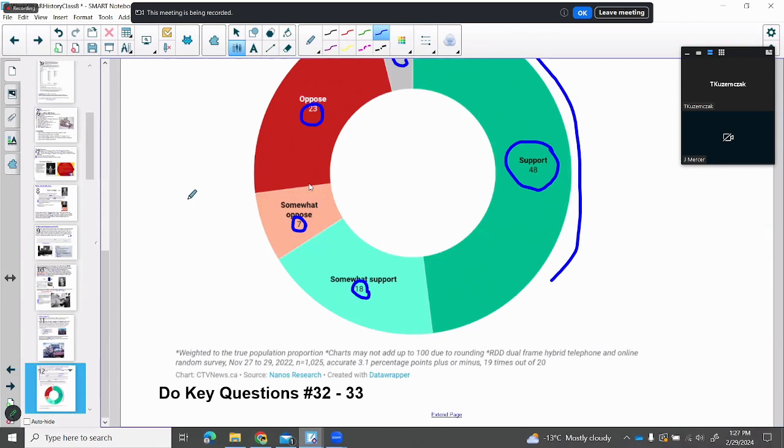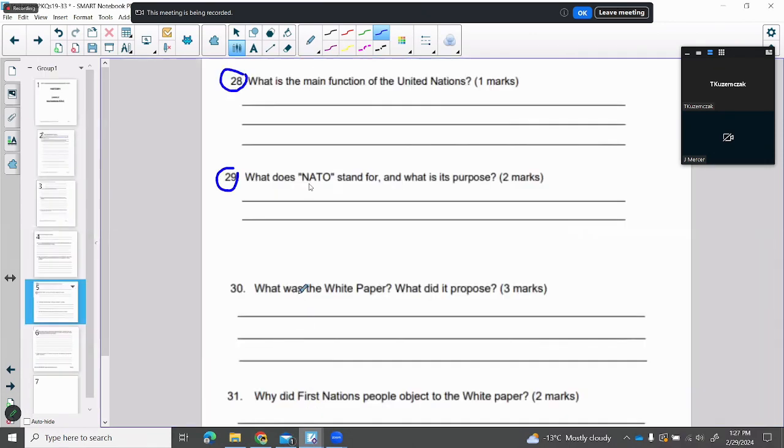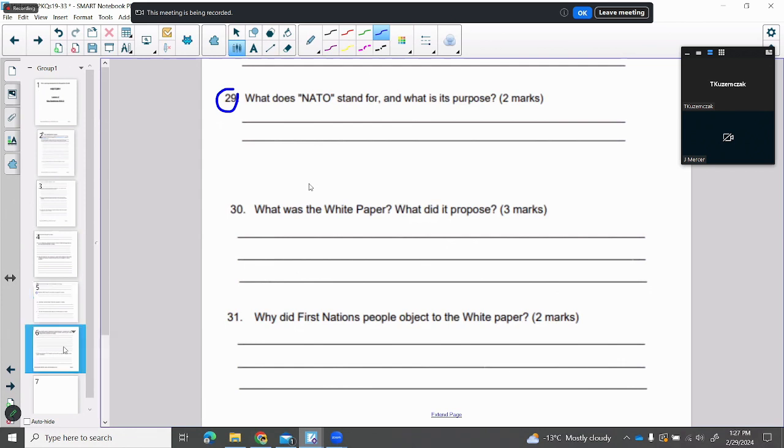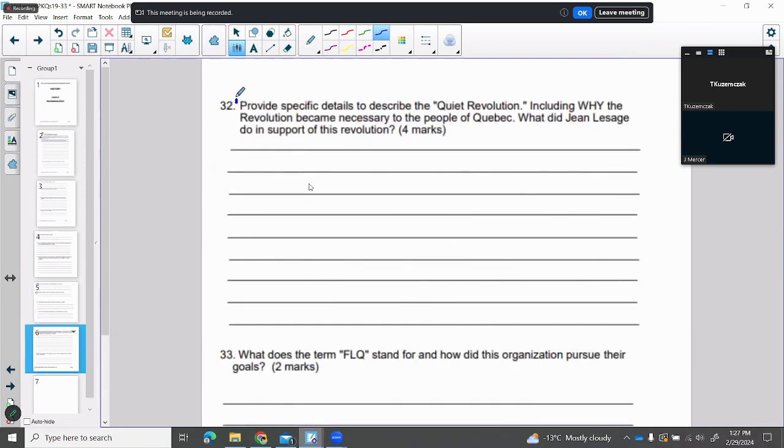Okay, let's do key questions 32 to 33. Key question 32 says, provide specific details to describe the Quiet Revolution, including why the revolution became necessary to the people of Quebec, and what did Jean Lesage do in support of this revolution.